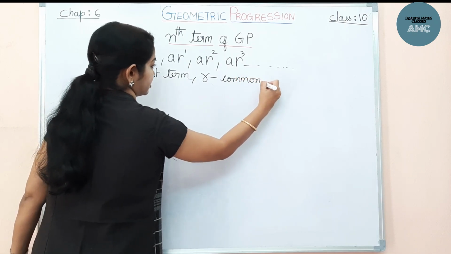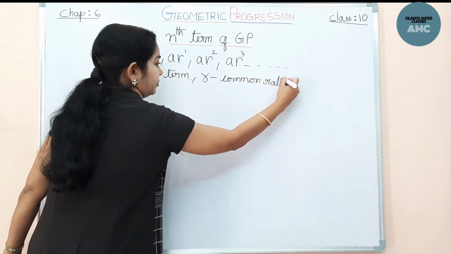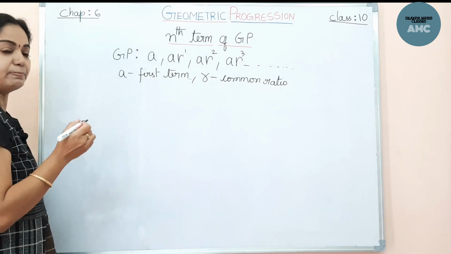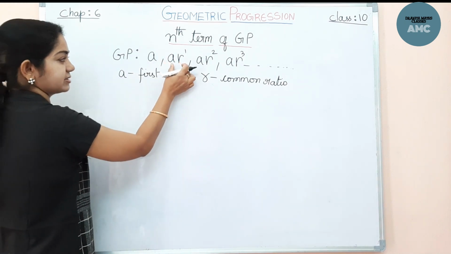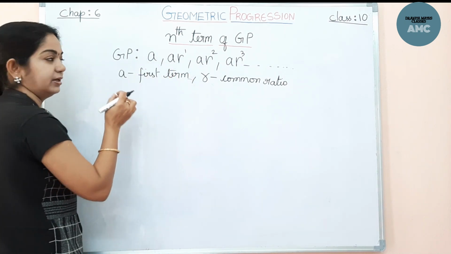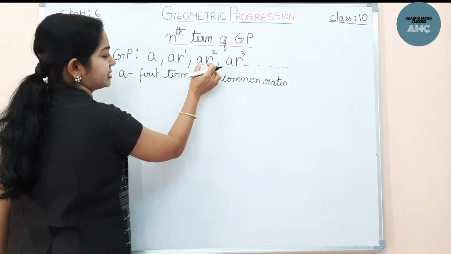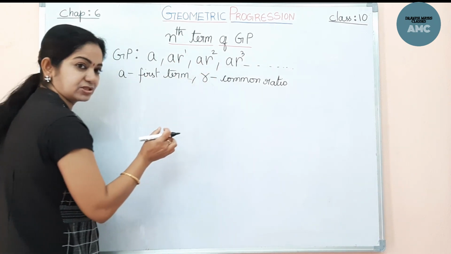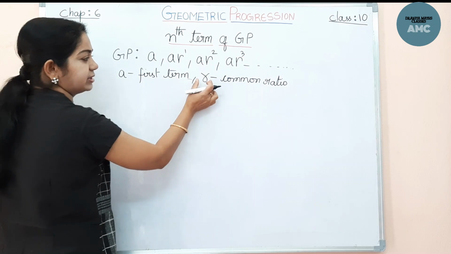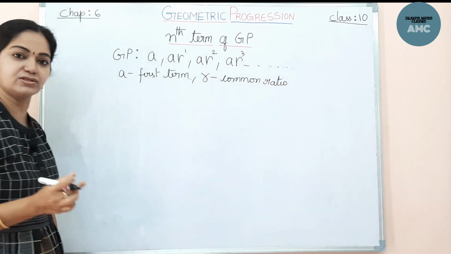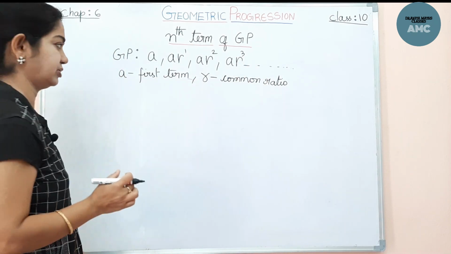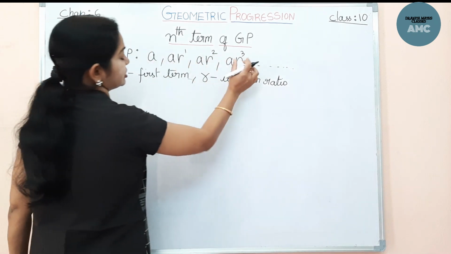Now, how do we get this common ratio? We get the common ratio by dividing the succeeding term by the preceding term. Or else you can simply say, take two consecutive terms and you get the R value. It is common throughout the series, so it is called a common ratio. This is the general form.